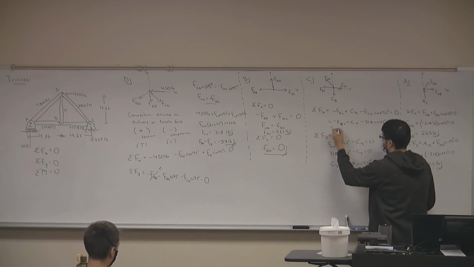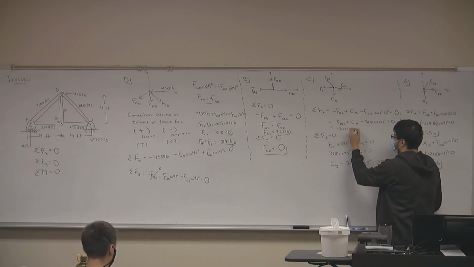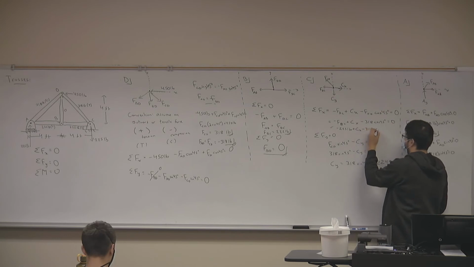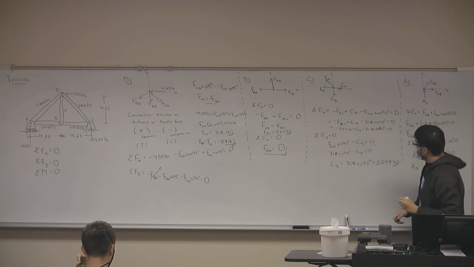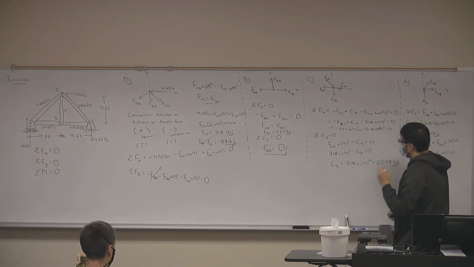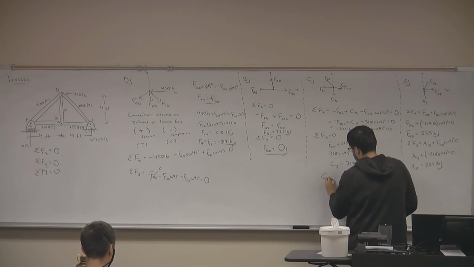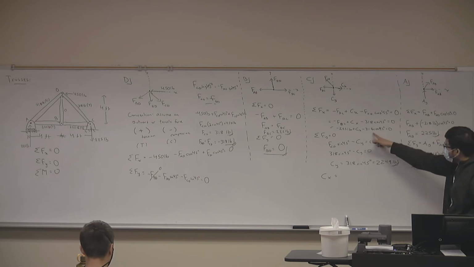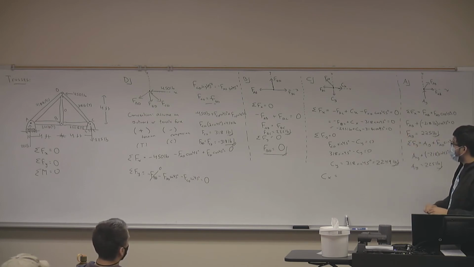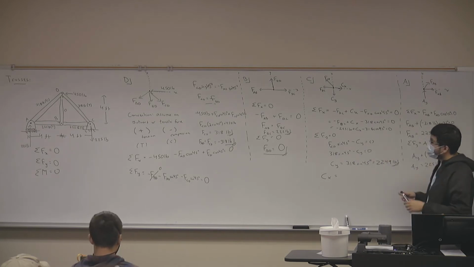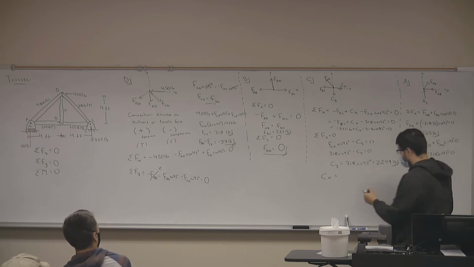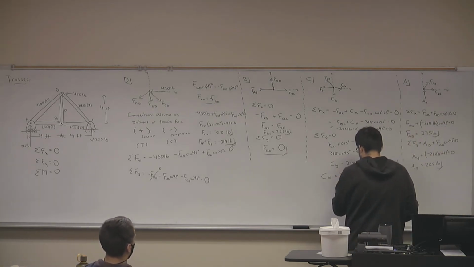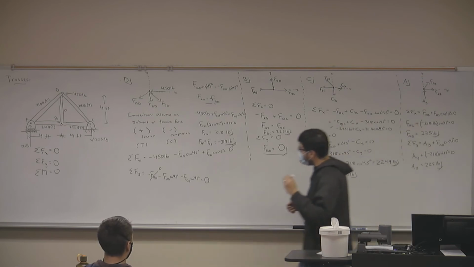225 pounds. We get a negative 225 pounds plus CX minus 318 cosine 45 equals 0. So what is CX? I'm just going to write it down here. What is CX equal to? Move it to the other side. You get 318 cosine 45. Move it to the other side, so you get plus 225. So how much is that? 450 pounds.